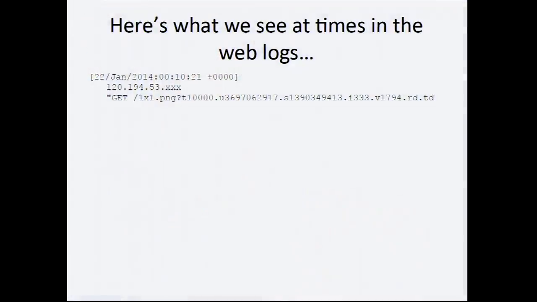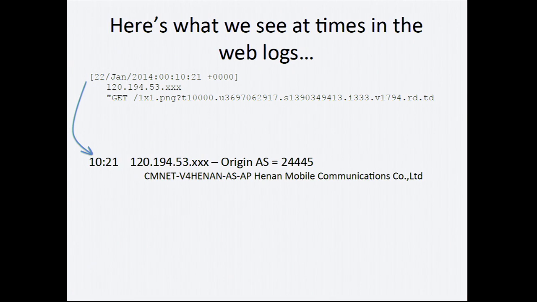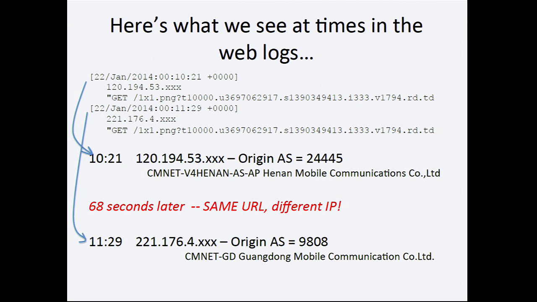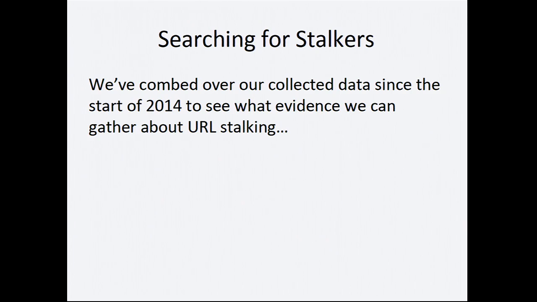So at times, I get to see this. On the 22nd of January, someone in Henan Mobile Communications in Japan went and got something. This is normal, there's a bunch of digits there. But a little bit further on in the logs, exactly 68 seconds later, it's precisely the same get string from somebody else. That's not right. So you kind of go, wow, that's fascinating. I wonder how often this happens.